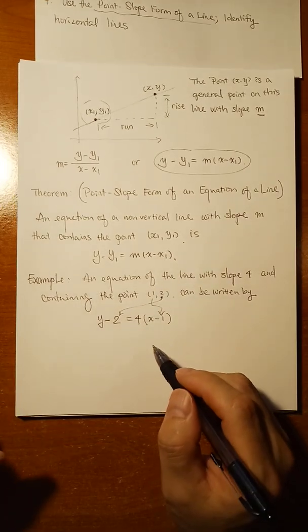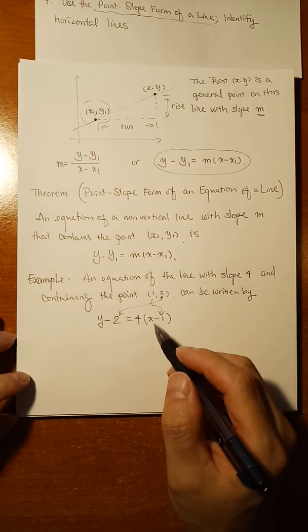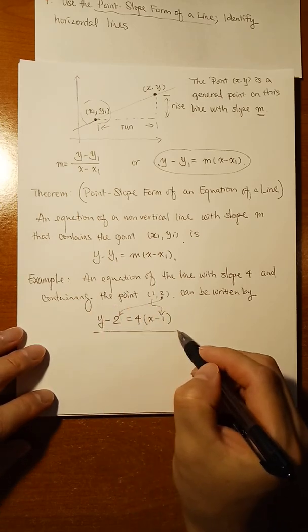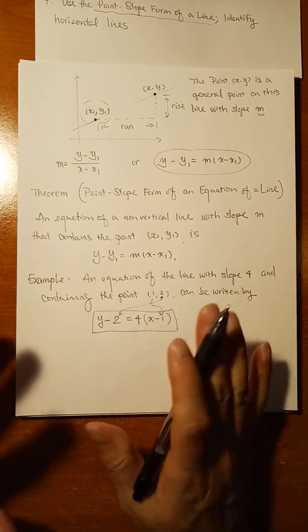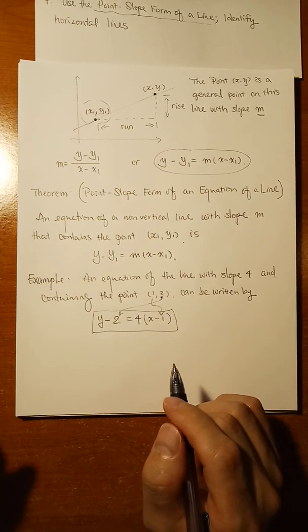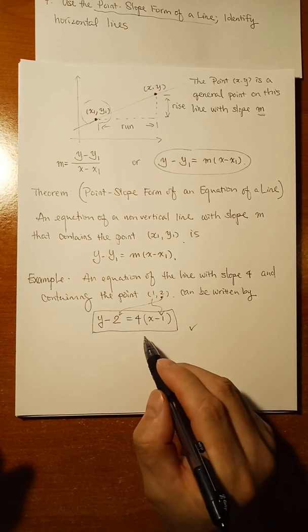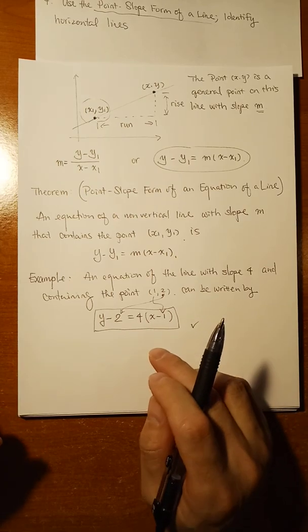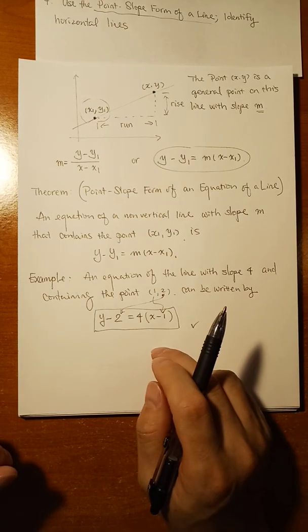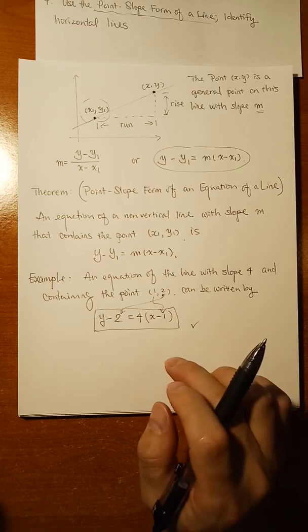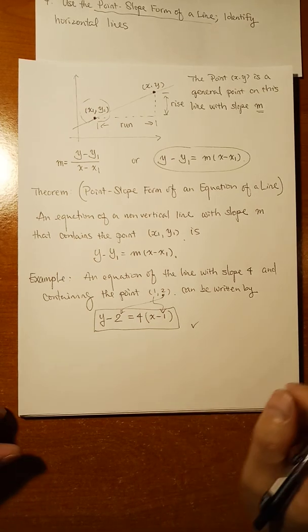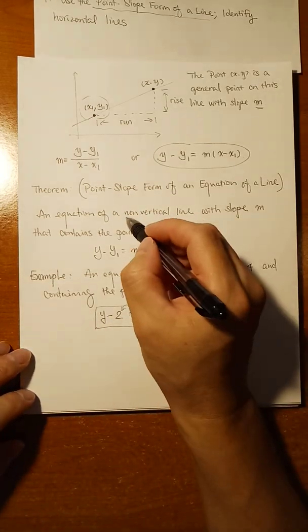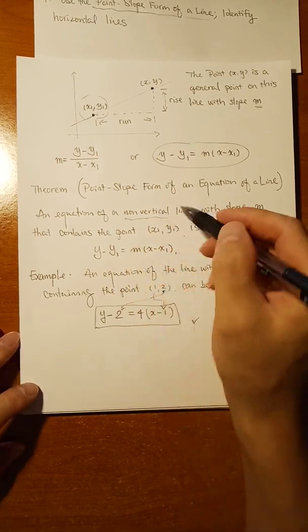Then in the exam, if I ask you to use point slope form to write the equation of the line, this is your final answer. Don't simplify it. All right, so that's my requirement. Just leave it like this so that I know you know the point slope form. Okay, very good. This is the equation of a non-vertical line, an equation of a line with slope.